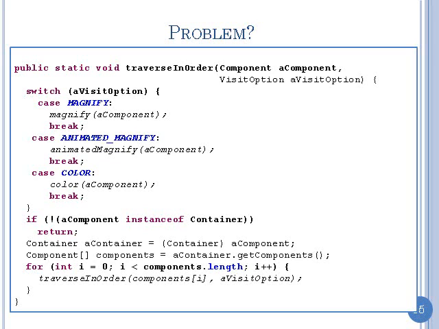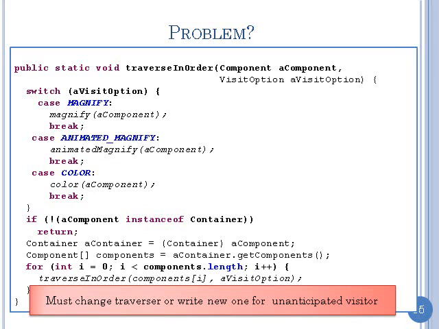And what's that? Supposing I want to do an animated color, and that's something we hadn't decided on when we wrote this traverser. I have to change this code. Okay? So in general, when you're doing object-oriented programming, if you've got switch statements, often they are a sign that you did something wrong. Because the switch statements have to be changed whenever a new option has to be added, and we don't want to change. We want to add new options by just creating new classes that implement existing interfaces rather than by doing something like this. Okay? So we must change the traverser or write a new one for the unanticipated list.